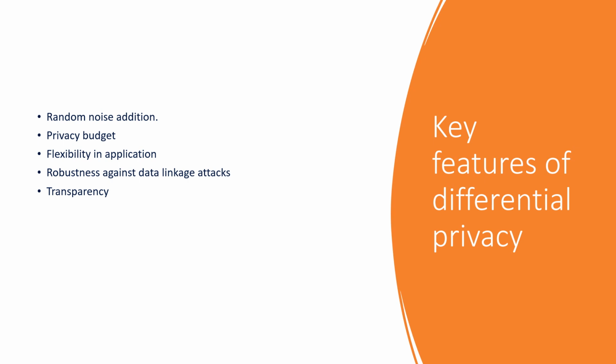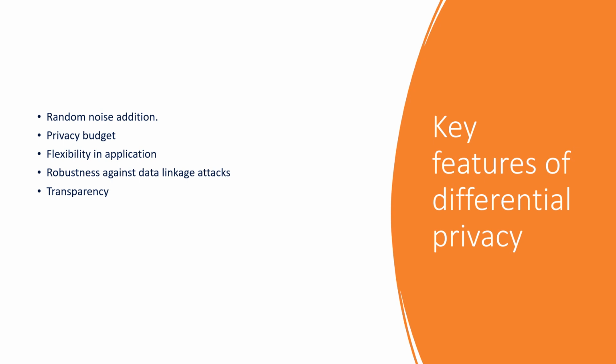Furthermore, robustness against data linkage attacks is another impressive aspect. Even if an attacker has additional information from outside sources, differential privacy mechanisms are designed to protect against the risk of identifying individuals in the dataset. This is crucial because as we link more data sources together in today's interconnected world, the potential privacy risks increase.